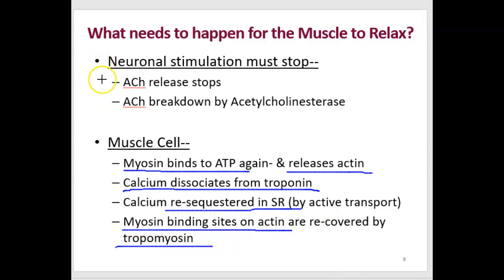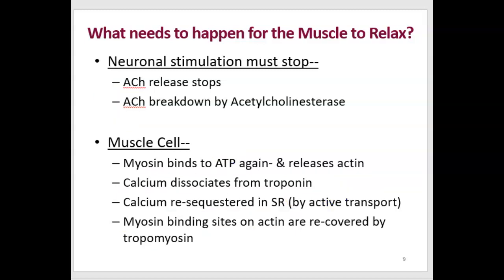So we have to stop the neuron. We have to diminish how much acetylcholine there is. Some of that's from stopping the neuron. We need ATP around. And we need to sequester that calcium. Those are the big ones.